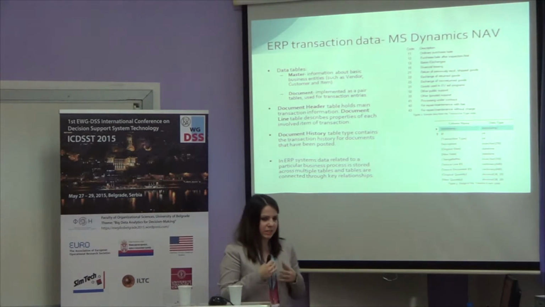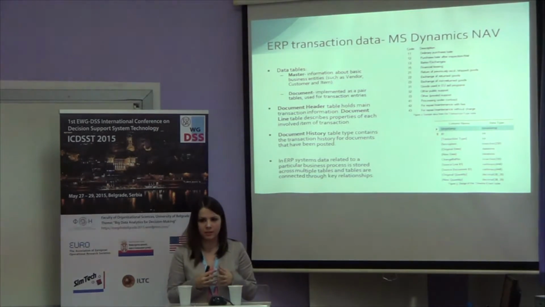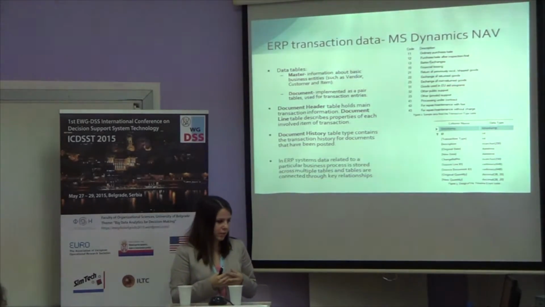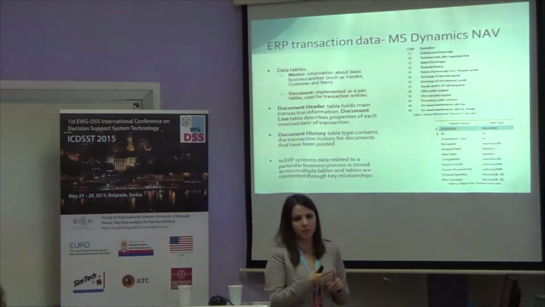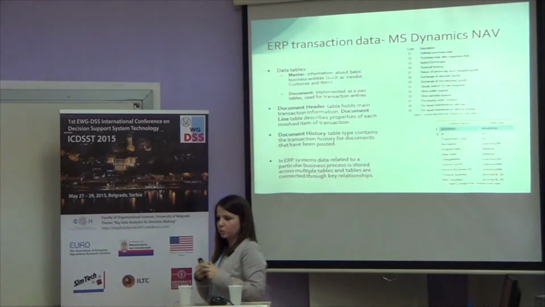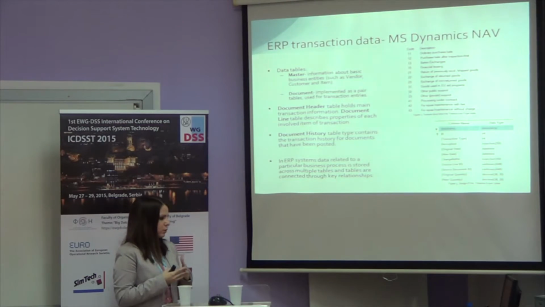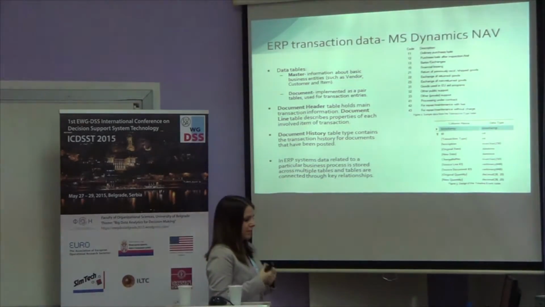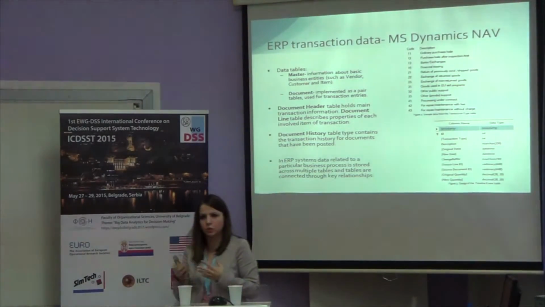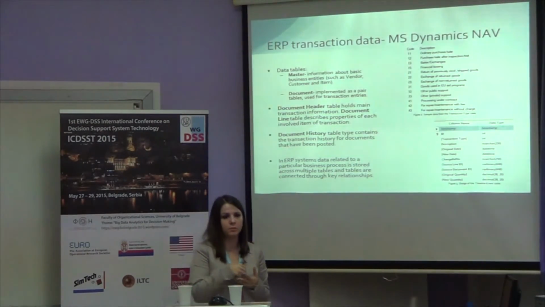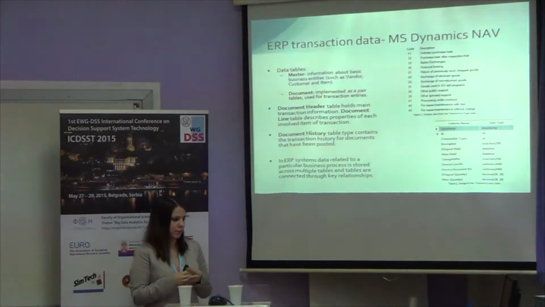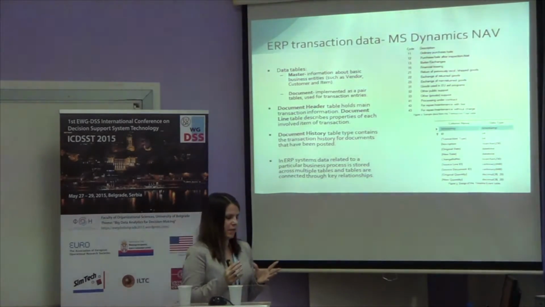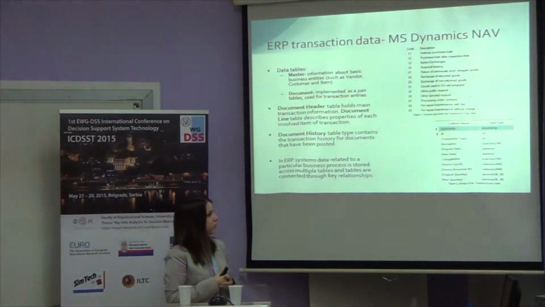There are two types of tables, master tables and document tables. Master tables describe information about basic business entities in non-functional areas, such as vendor, customer, item. And a document type is implemented as a pair of tables, where the document header contains transaction information. On the other side, the document line table describes the properties of each item involved in the transaction. The document line table is subsidiary to the document, and all documents are presented as a parent table used for transaction entries.